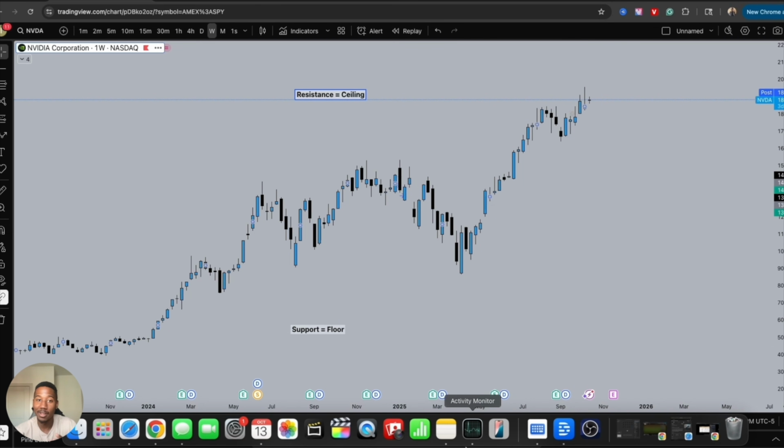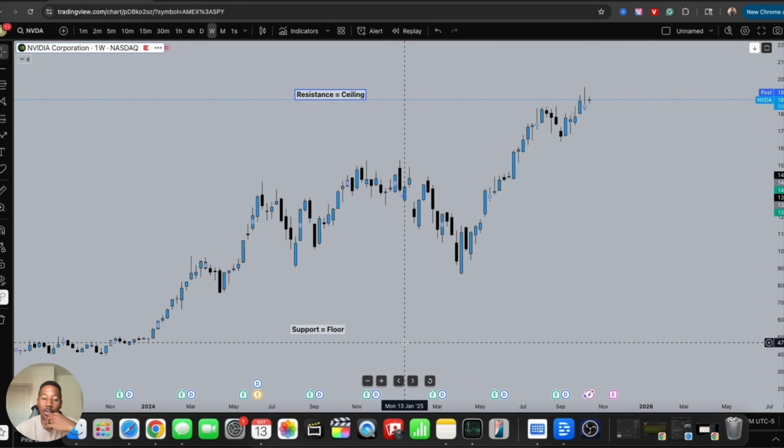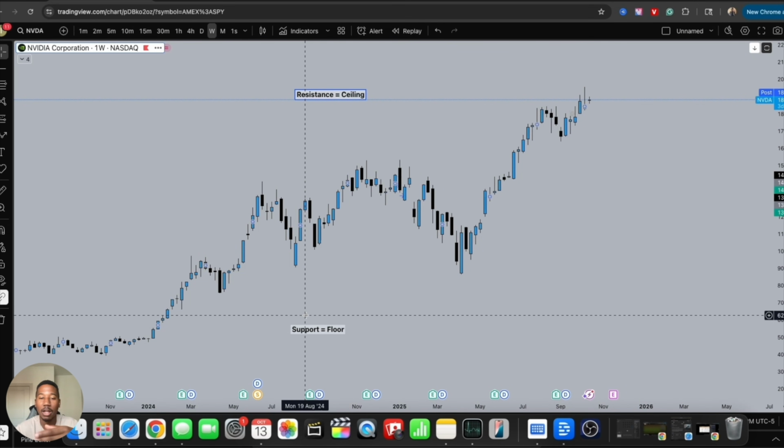Now, you know what resistance is, you know what support is. We are looking for clear, obvious points where the level is respected. How do we know the level is respected? It can either trade sideways at that level, which means to stay at the same price for a while, or you're going to see some kind of reversal, which would be a bounce either to the upside or downside.